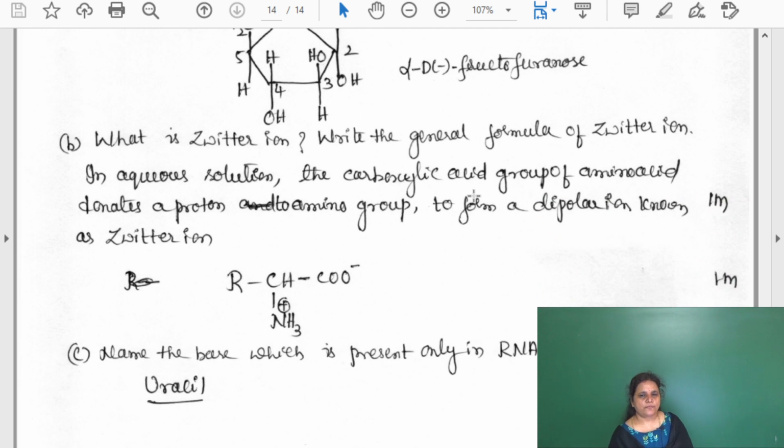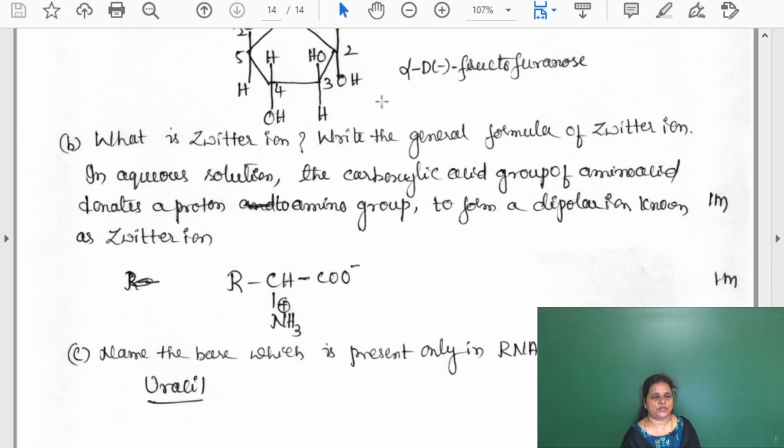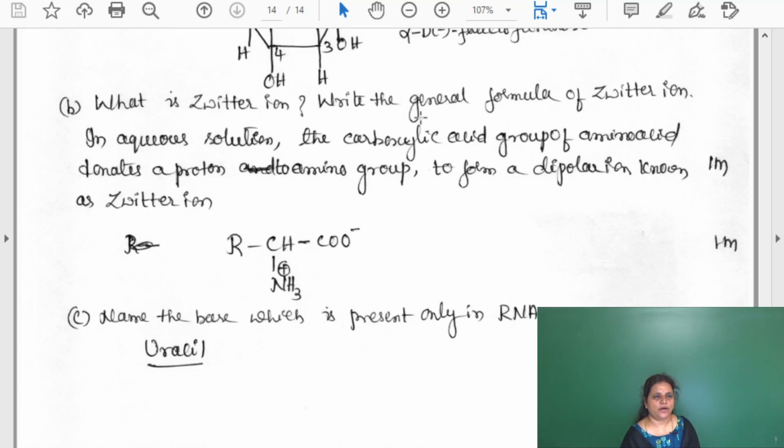Then move on to what is Zwitter ion. Write the general formula of Zwitter ion. So this structure carries 2 marks. Fructofuranose carries 2 marks. What is Zwitter ion? Write the general formula of Zwitter ion. In aqueous solution, this is an amino acid, here there is COOH, here there is NH2.